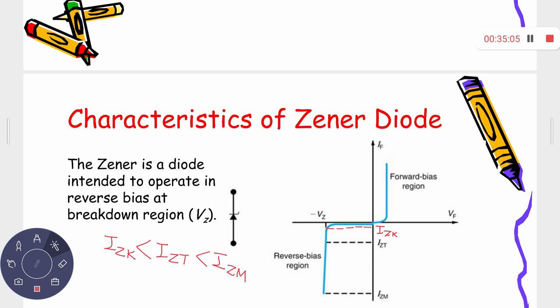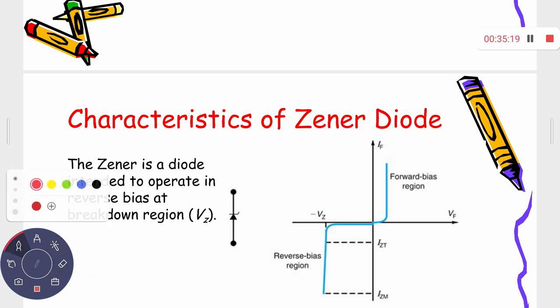What is that noble purpose? Voltage regulator. Why so? Because now you see what happens in the breakdown region. Previously, whenever the applied voltage, suppose VZ is equal to minus 10 volt, as long as your applied voltage is equal to minus 10, the current was almost zero, the reverse saturation current IS only.